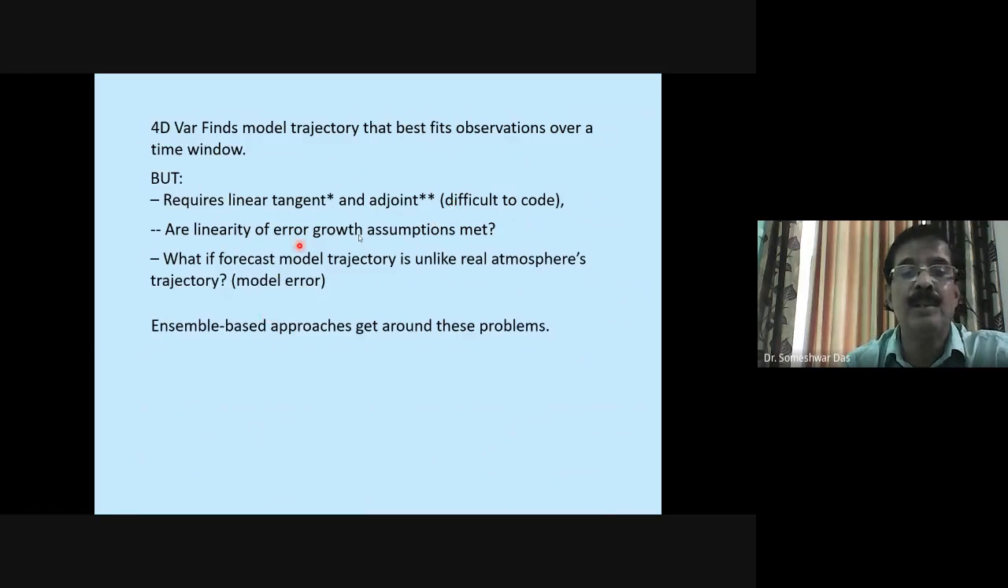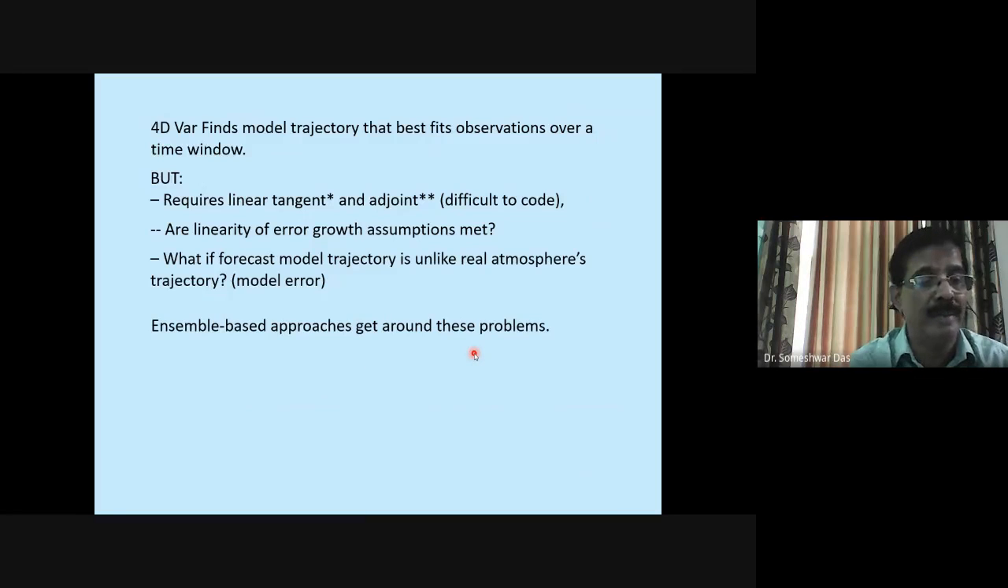Therefore, people started thinking about how to improve it further and correct these problems. And then they thought of using a so-called ensemble-based approach. They call it ensemble data assimilation, to get around these problems.